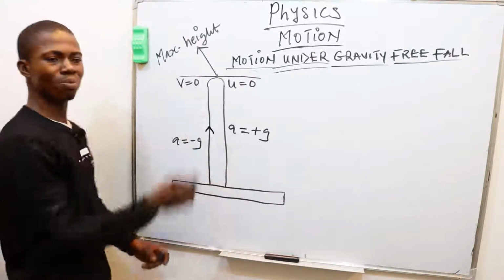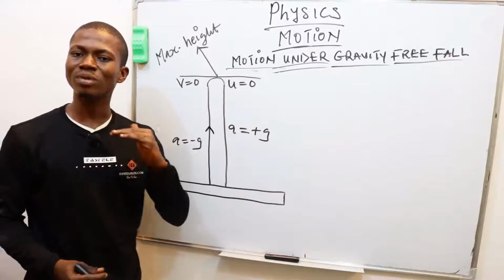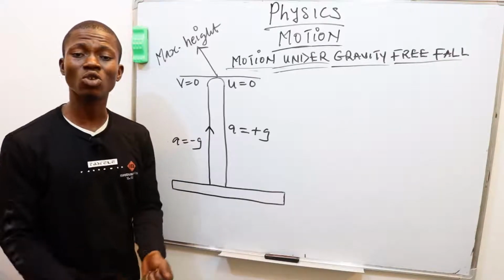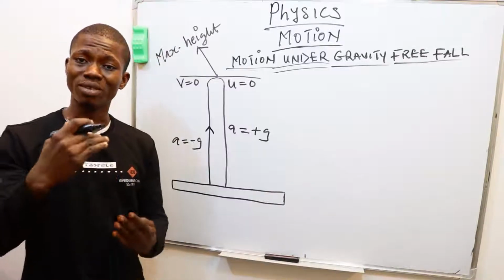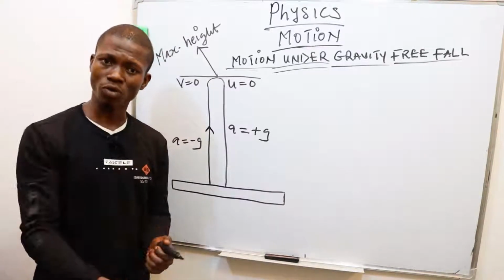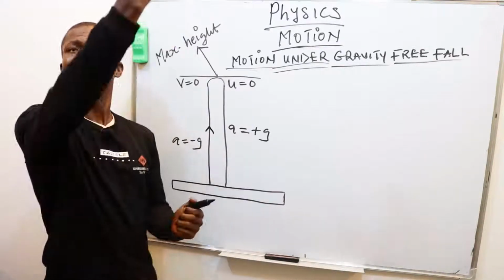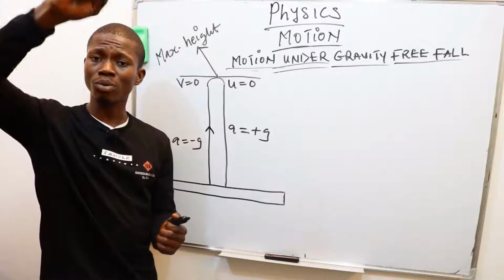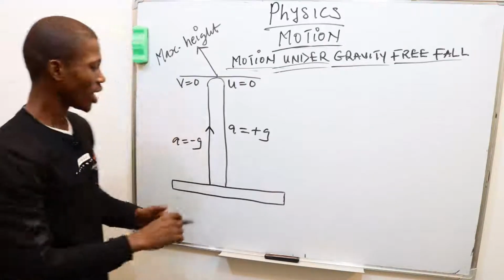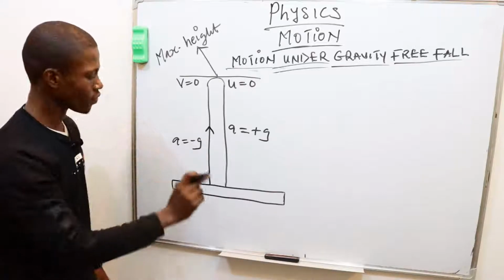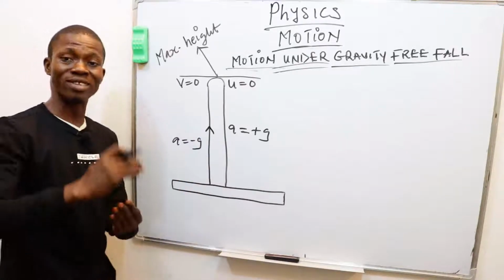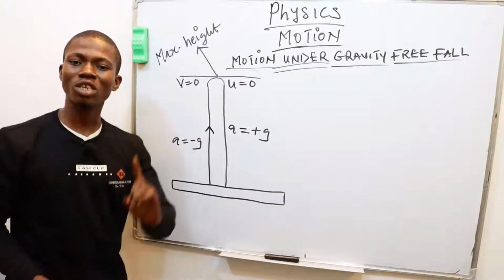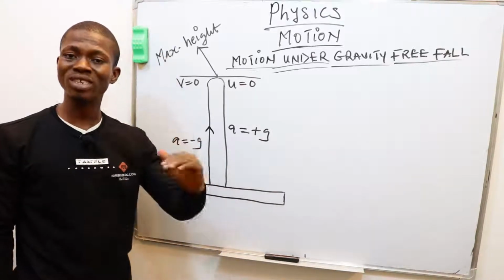As it is going up, it keeps losing its speed. Do you know why it is losing its speed? It is going against the force of gravity. When you throw something up, you know that the gravitational pull is a downward force. If you throw anything up, it is against the force of gravity, and when anything is against that force, acceleration will be negative g because it is against it. As the stone keeps going up, it keeps losing its speed.